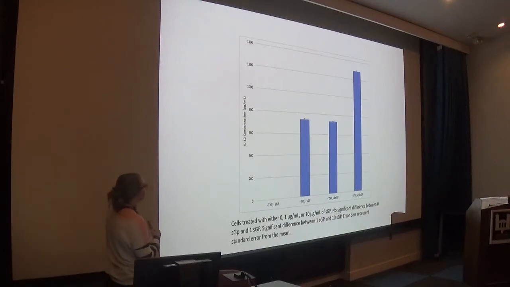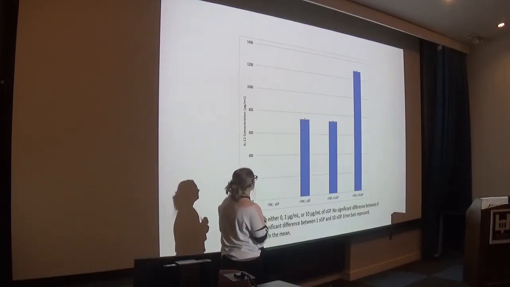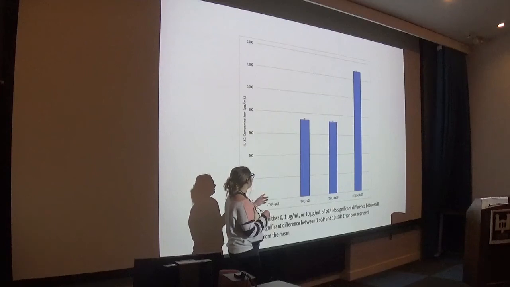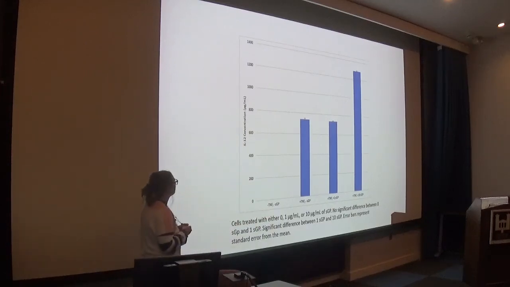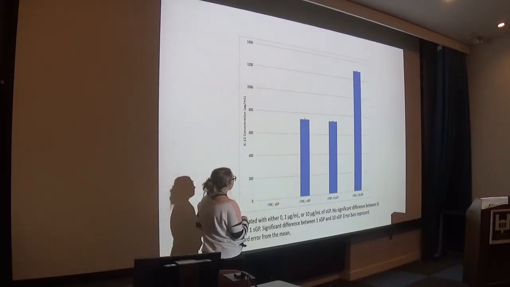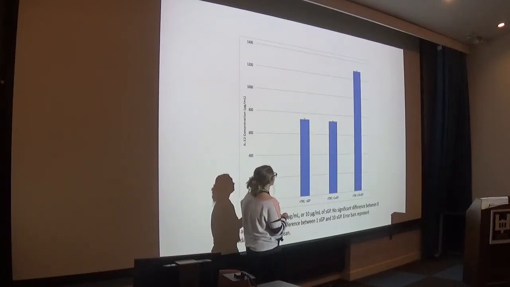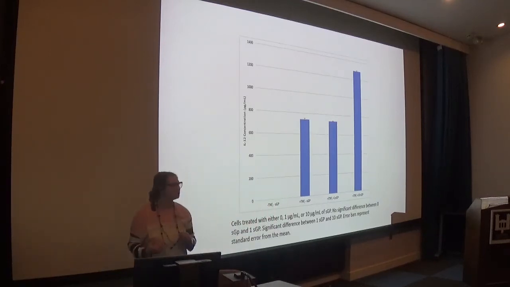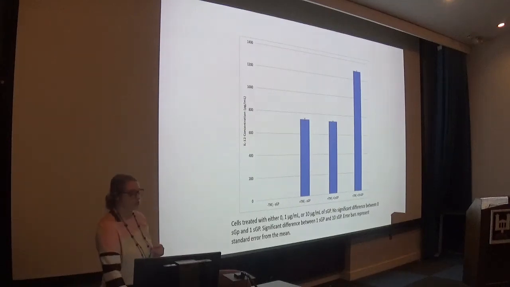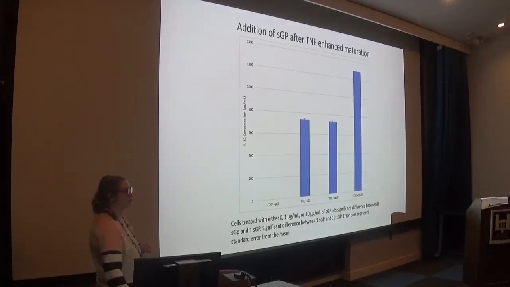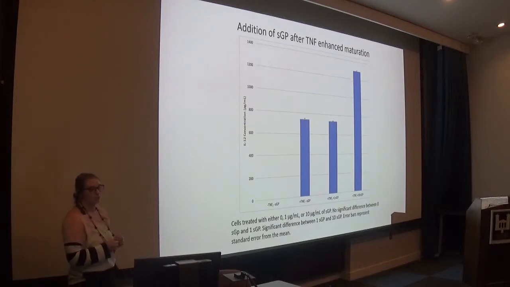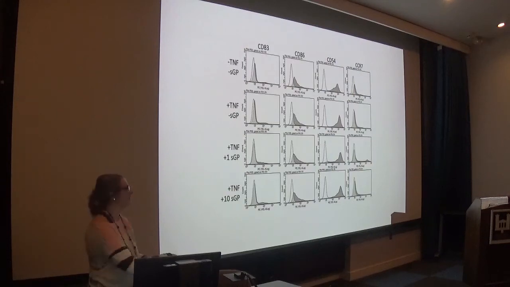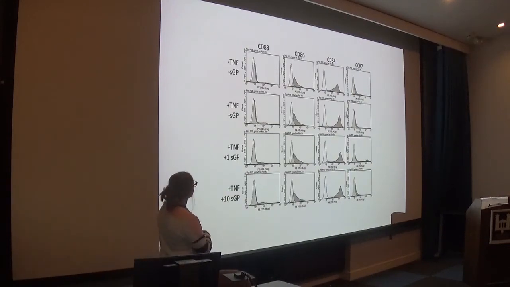And then finally, we added sGP after we had matured the dendritic cells, so they were already mature when the sGP was added, and we saw the same trends with the IL-12. When you added just 1 microgram per milliliter of sGP, the IL-12 concentration really wasn't significant compared to when it was just mature dendritic cells. And then when you added 10 micrograms per milliliter of sGP, there was this huge increase in IL-12 concentration. And from that, we concluded that sGP, even after the dendritic cells have been matured, enhanced that maturation. And we saw this again in our flow cytometry data.